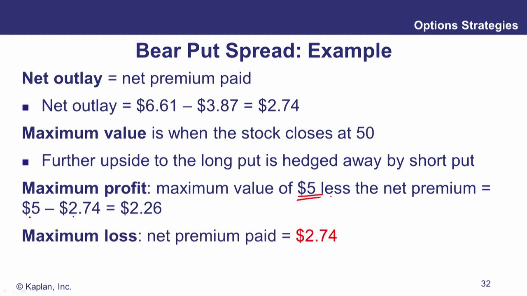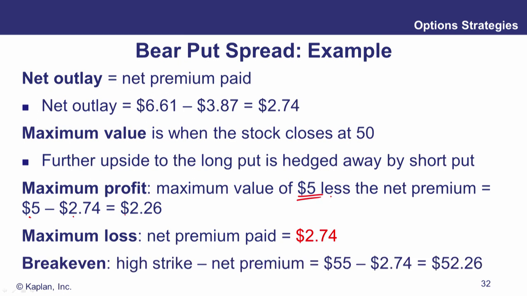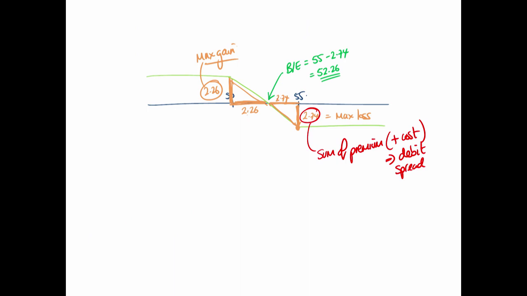The maximum loss is the net premium paid, it doesn't get any worse than that, $2.74, and the break even must therefore be $2.74 below the high strike, because that's where we've made $2.74 back, essentially from our net exercise decision that pays for the net premium.